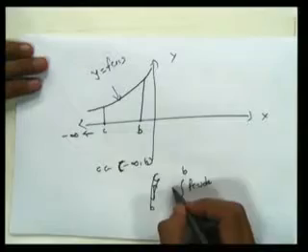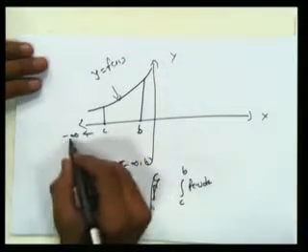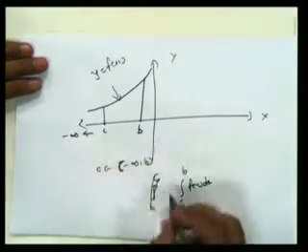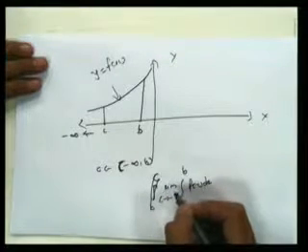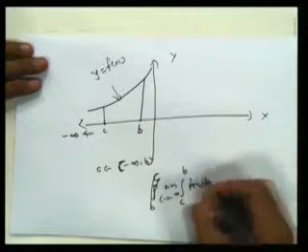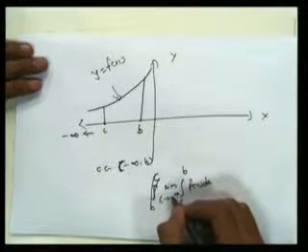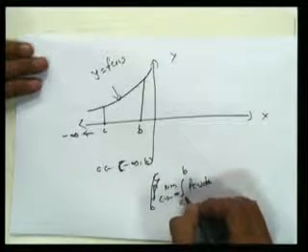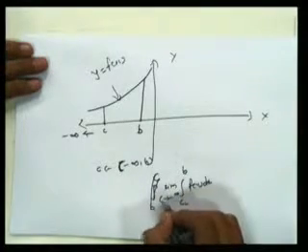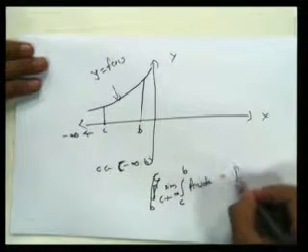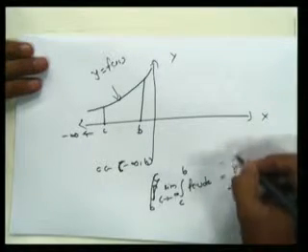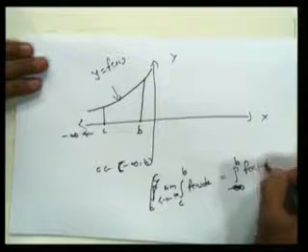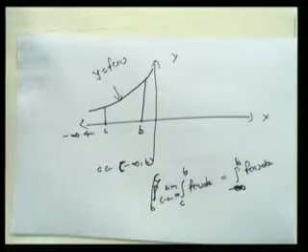Now we extend this point c towards minus infinity using the concept of limit. So we write limit c tends to minus infinity, and this is nothing but integration from minus infinity to b, because we have now replaced c by minus infinity. So this is equal to integration from minus infinity to b of f of x dx. This is the formula.